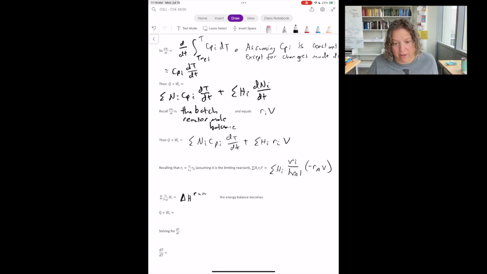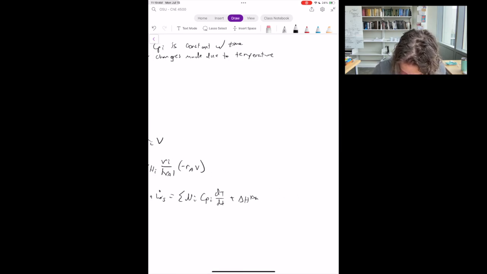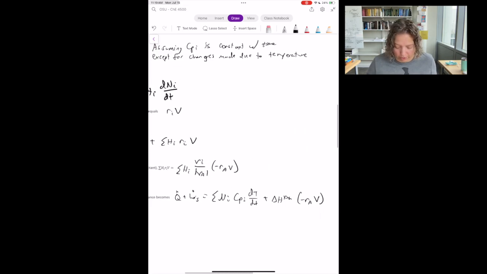If we then do this, then I should say this is heat of reaction per mole of A, where A is limiting reactant. If I do this, then the energy balance becomes Q plus W is going to be equal to... okay, I guess I should leave that there a little bit longer. So we're going to have our heat plus our work on the left-hand side.